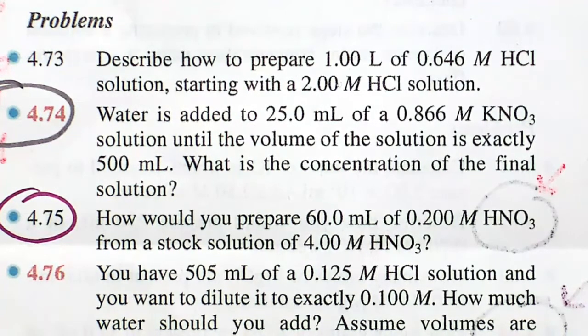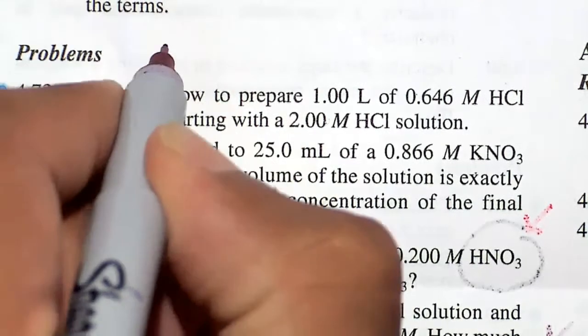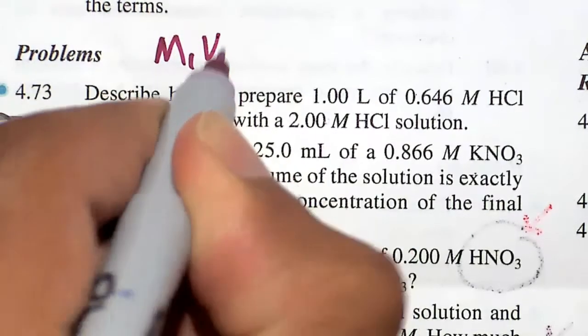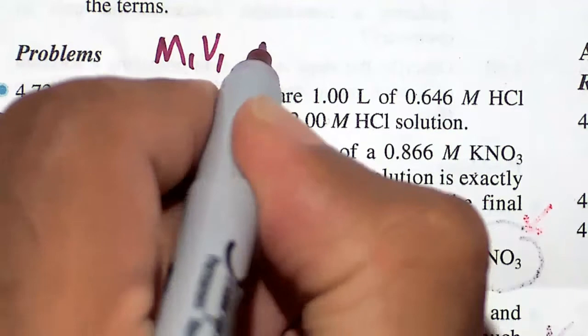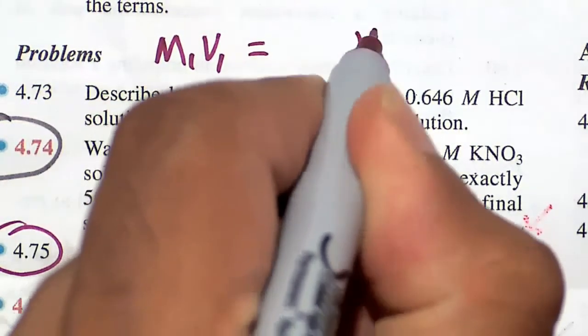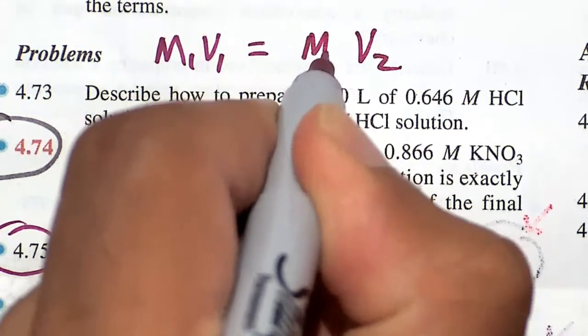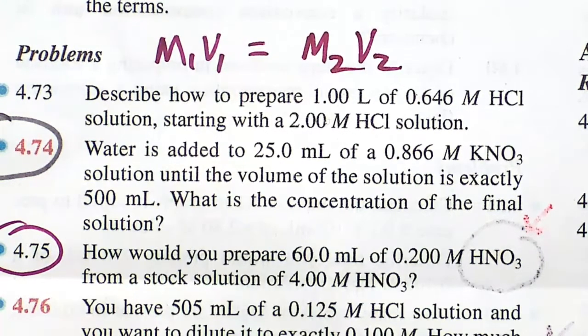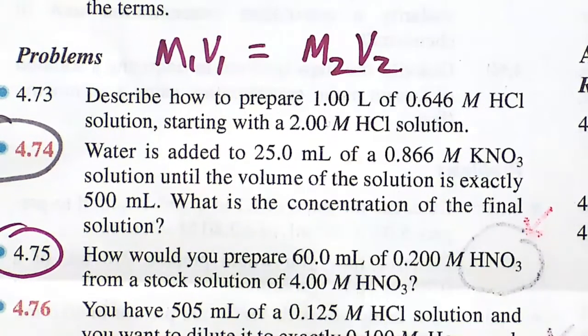So the equation that is fundamental for dilution is the concentration of 1, M1, and we take out a volume for that one, V1. We're going to dilute it to a new volume, V2, and we'll have a new, much smaller diluted concentration, M2. So M1V1 is equal to M2V2. So let's do these dilution problems here.